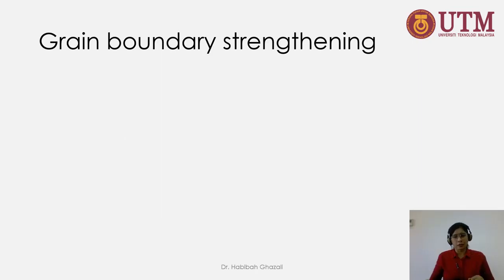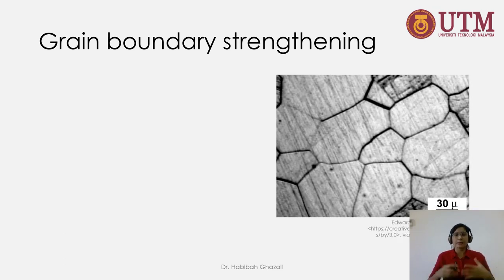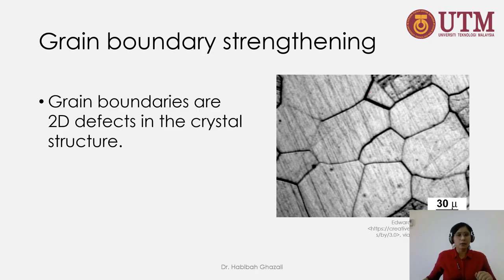From previous lectures, we already talked about polycrystalline materials. A polycrystalline material is a material that consists of a number of grains inside its microstructure. As an example, this microstructure image has a few grains forming the whole volume of this metal. The surface where two grains meet is what we call grain boundaries. Grain boundaries are classified as 2D defects in a crystal structure.